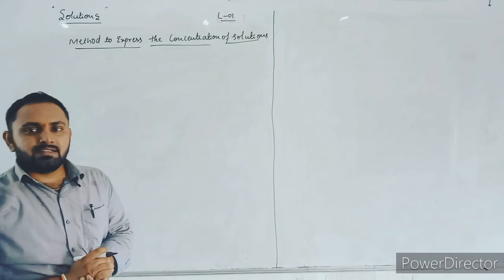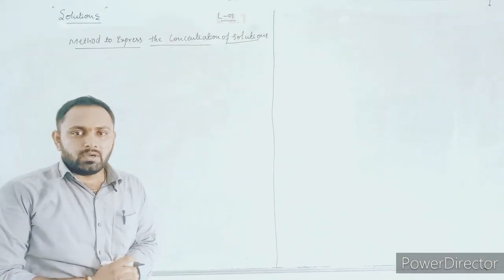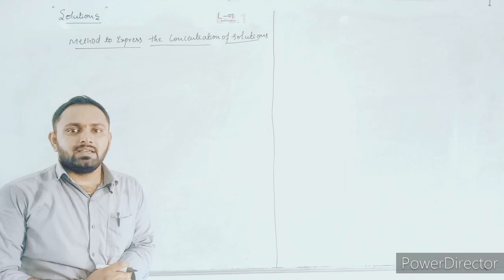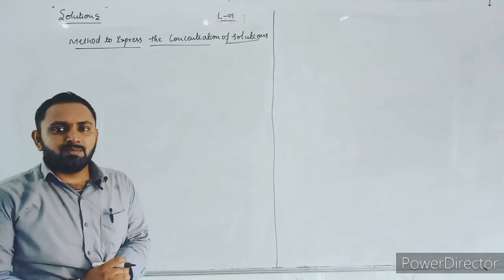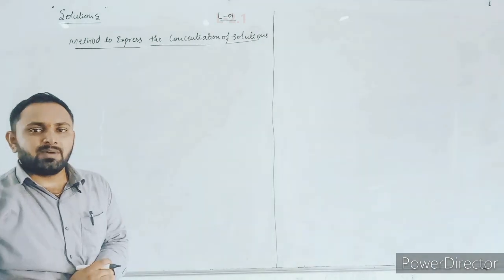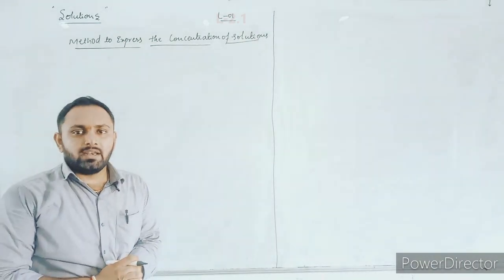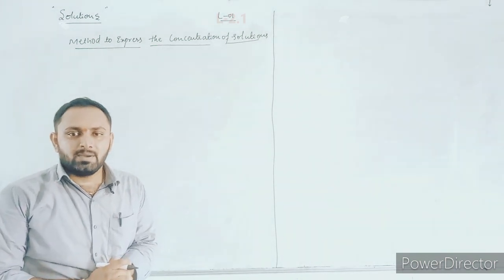Here, the second method is volume percentage. What is volume percentage? The volume of solute in cubic centimeter dissolved in 100 cubic centimeter of solution is called volume percentage. Next, the third method is mass by volume percentage. What is mass by volume percentage? The mass of solute in gram dissolved in 100 cubic centimeter of solution is called mass by volume percentage.